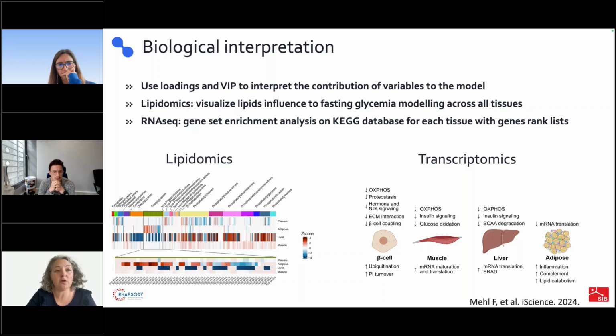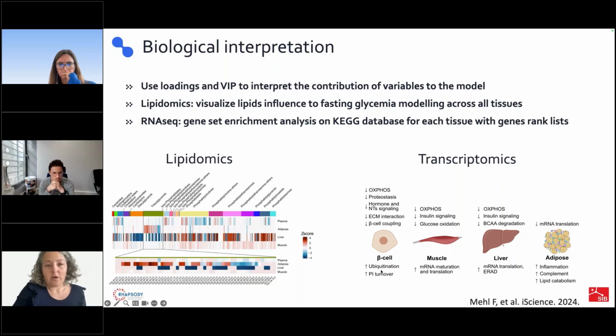You can use the loadings and the VIP to interpret the contribution of variables to the model. You can visualize for example, the lipid influence to the fasting glycemia modeling across all the tissues here. And for the transcriptomic data, we did gene set enrichment analysis with the KEGG database for each tissue. And then we could compare which pathways were deregulated in which tissue.